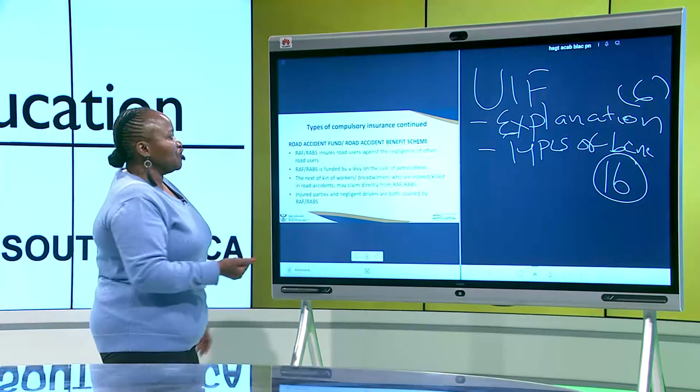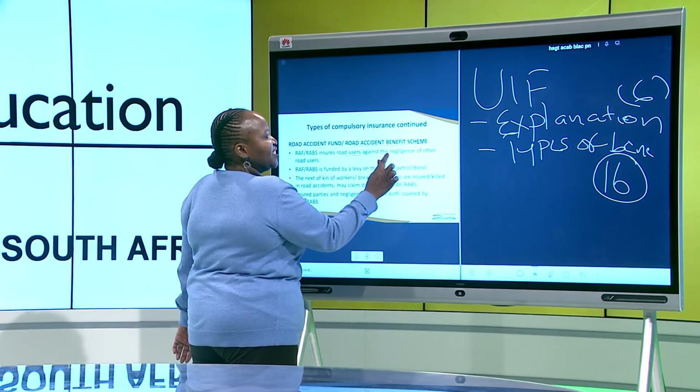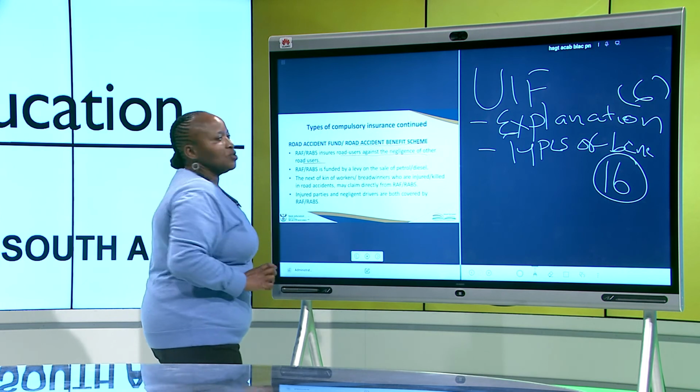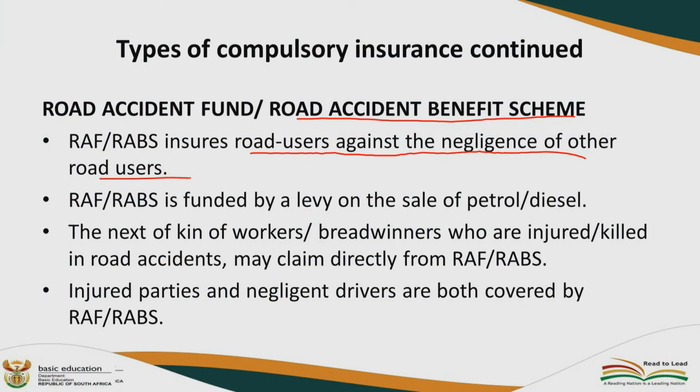RAF or RAPS insures road users against negligence of other road users. This one is for people who are involved in accidents. So it involves both the road users, people, as well as the drivers, negligent drivers. RAF or RAPS is funded by a levy on the sale of petrol or diesel. You might ask, how is it funded? Every time people put petrol in their cars, a certain amount goes to the Road Accident Fund so that they pay out in the event that there are accidents.